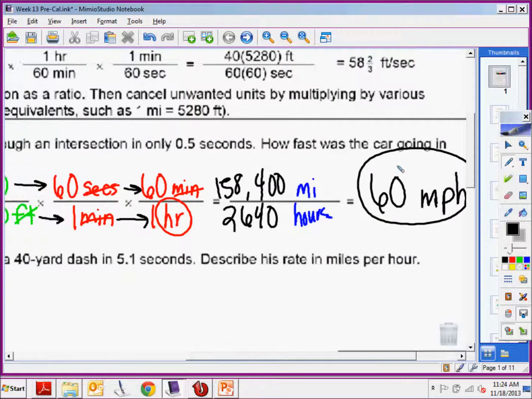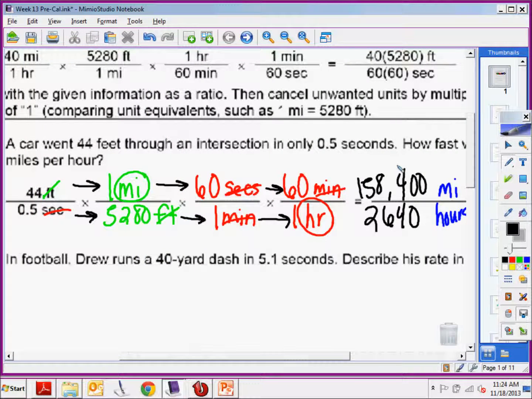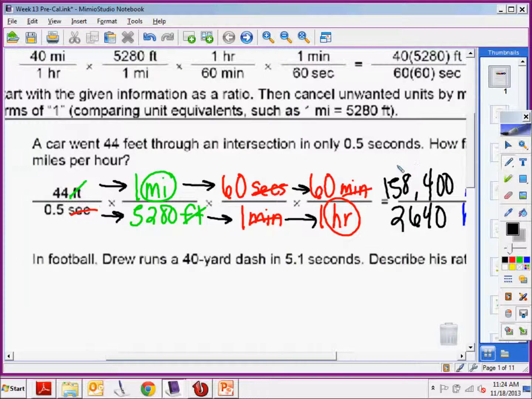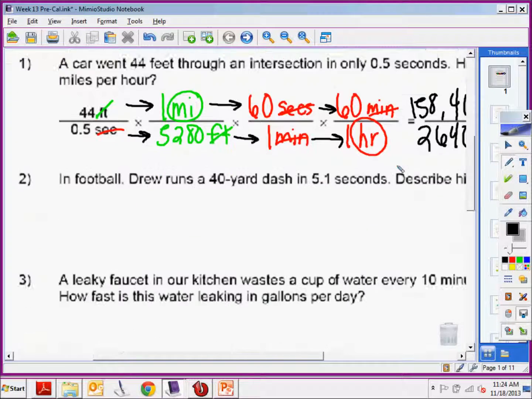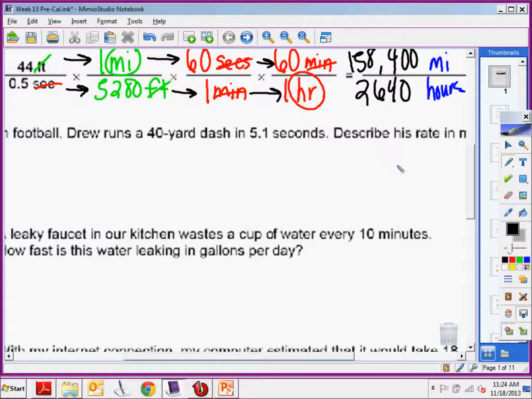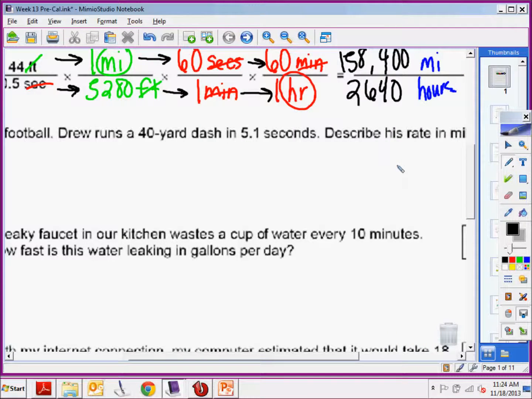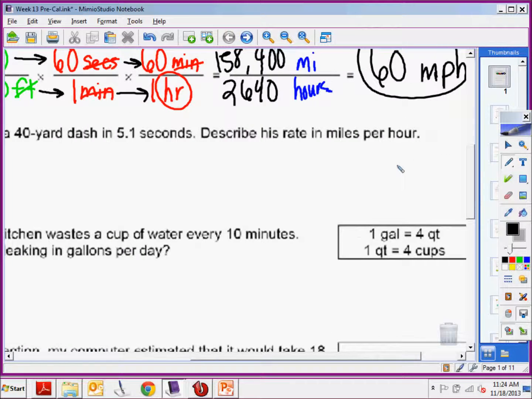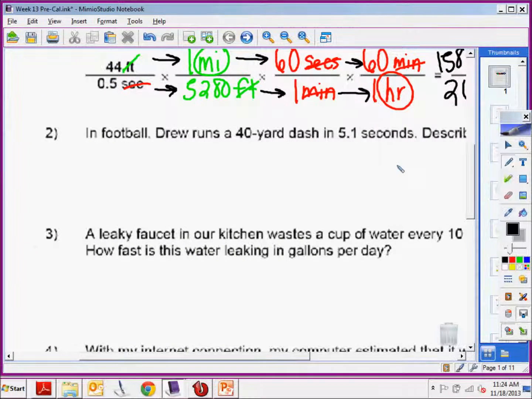All right, so let's recap what we did. We identified our starting point and our ending point, our starting units and our ending units. We canceled out our numerator first, and then we canceled out our denominator second. All right, you're going to do number 2. Number 2 says, in football, Drew runs a 40-yard dash in 4.1 seconds. Describe this rate in miles per hour. So how fast is he going?